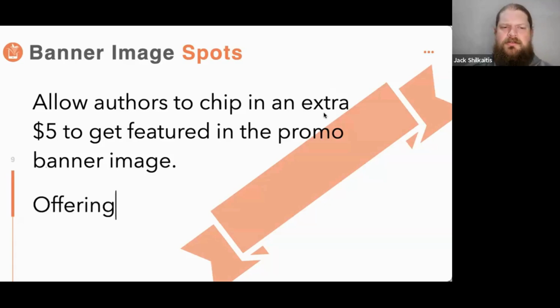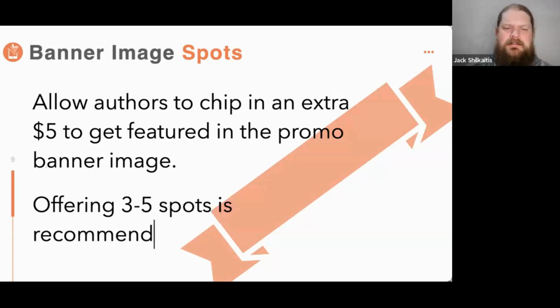And I recommend you offer 3 to 5 spots in that banner image. Depending on the length of the promo, this is something that can change, right? Maybe it's 3 to 5 spots for the month, and then the next month, if your promo is lasting longer than 30 days, you can offer different spots to different authors. So you can do that as well, right?